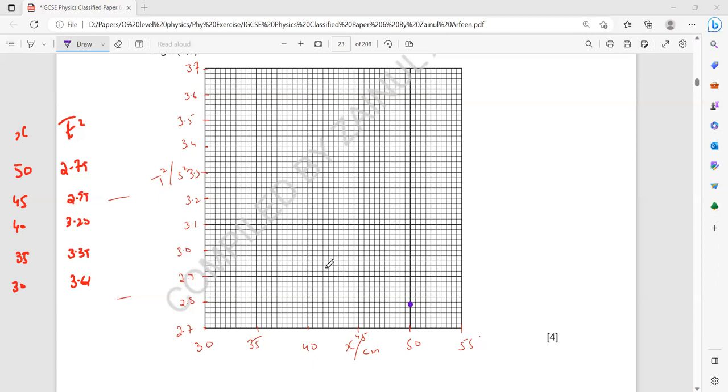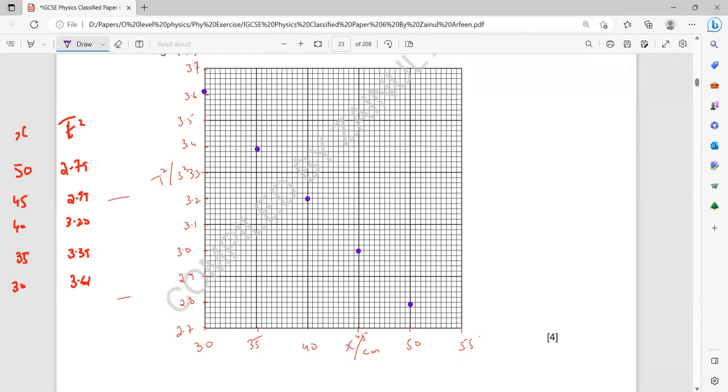Then it is 45 and 2.99. So this will be 2.99, which is about 3. Then 40 and 3.2. So 40 and 3.2. Then 35 and 3.39, about 4, somewhat here. And then 30 and 3.61. So 3.61 will be here.